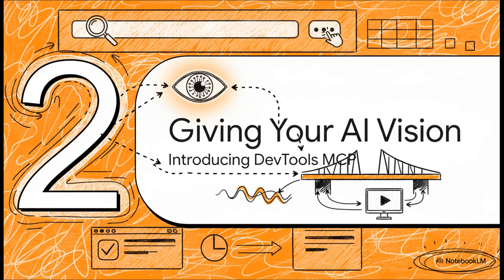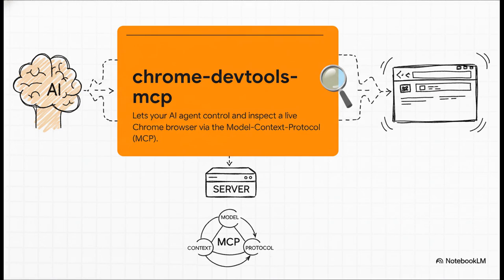Okay, so how do we fix this? How do we give our AI the vision it's missing? Well, that's where this new tool comes into play, and it's built for this exact purpose, to bridge that gap. Say hello to chrome-devtools-mcp. So what is it? Put simply, it's a server that acts as a bridge between your AI assistant and a live Chrome browser. It uses something called the Model Context Protocol, or MCP. Don't get too hung up on the name. Just think of it as the language that lets the AI send commands directly to the browser.